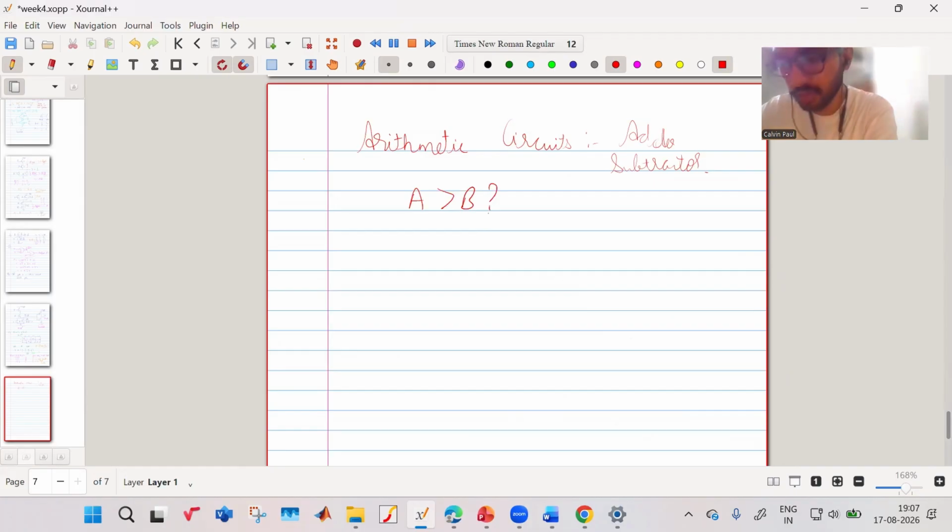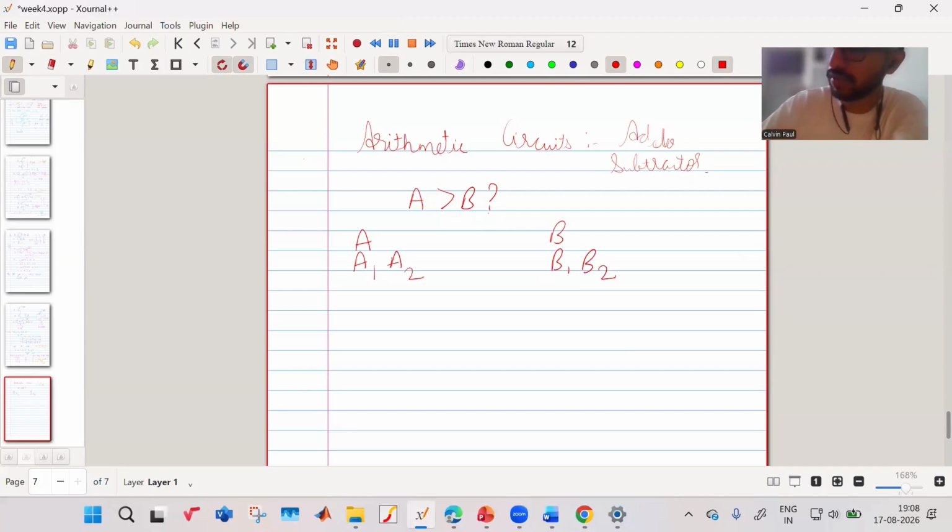So let us see, you have a number A and you have a number B. Number A has 2 digits, that is, it has A1 and A2. B has 2 digits, that is, it has B1 and B2. Okay.